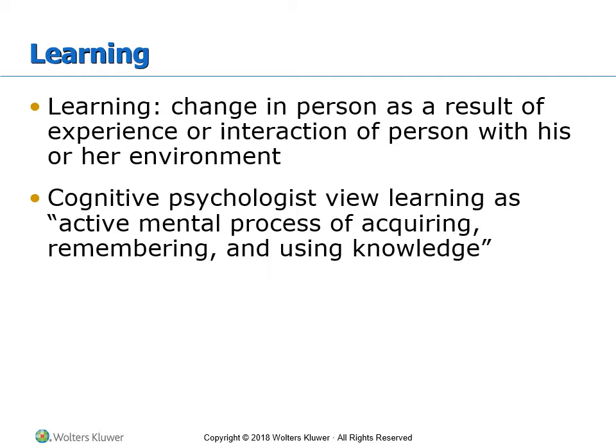So first, defining what is learning. We have a definition which is a change in a person as a result of experience or interaction of the person with his or her environment. According to cognitive psychologists, they view learning as an active mental process of acquiring, remembering, and using knowledge. So again, the cognitive psychologist approach is much more focused on knowledge, whereas our more broad definition also looks at behavior and interactions.